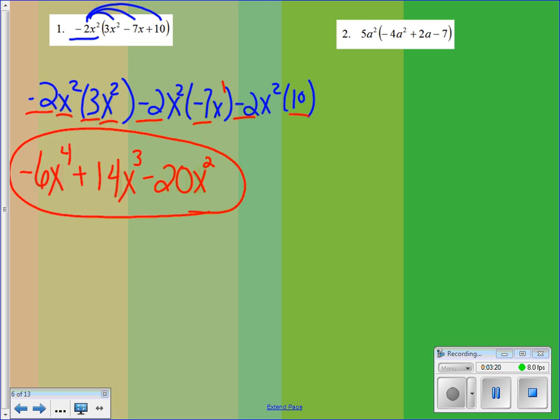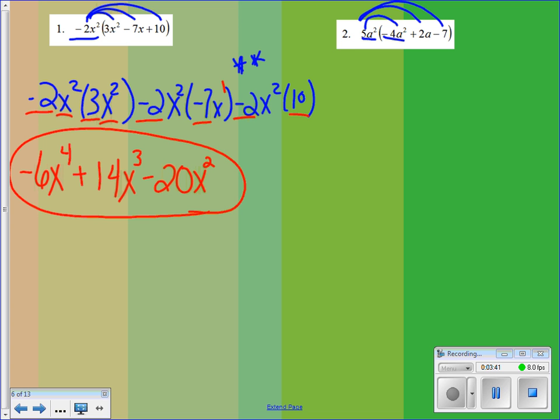Let's take a look at number 2. Instead of writing out this step like I did over here, I'm just going to do it in my head. If you still need to write it out like I did over here, go ahead and do that in your notes. That's fine. Okay, so what I'm going to do is multiply 5a squared times negative 4a squared.